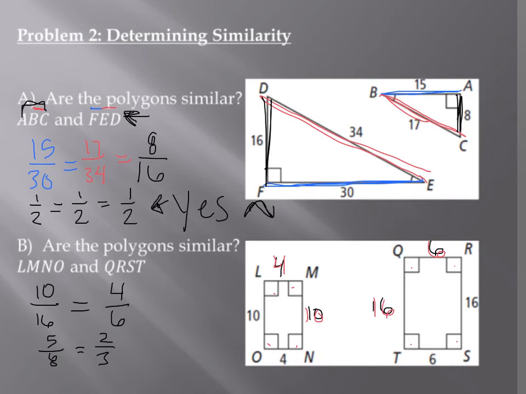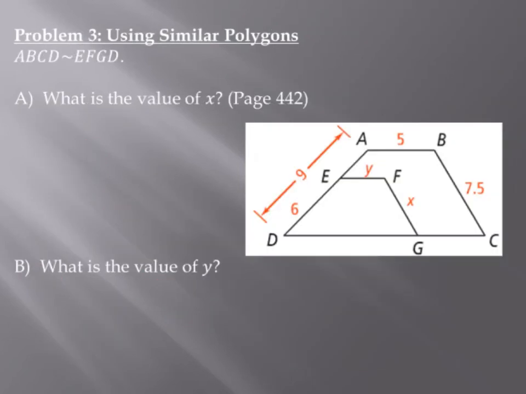So first I looked at LO because that's my first and last letter, and that has to be compared to QT, so that's 10 over 16. And then I looked at my second two, so ON and ST, that's the 4 over 6. So once I look at my reduced fraction, I have 5/8 is equal to 2/3. Well, 5/8 is not equal to 2/3, so those would not be proportional. Sad face.